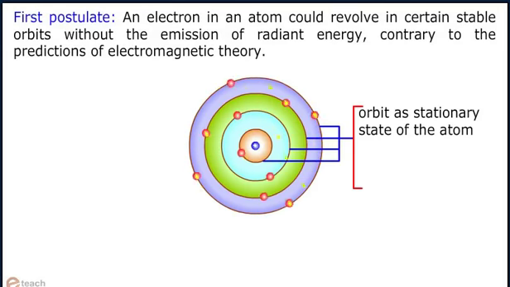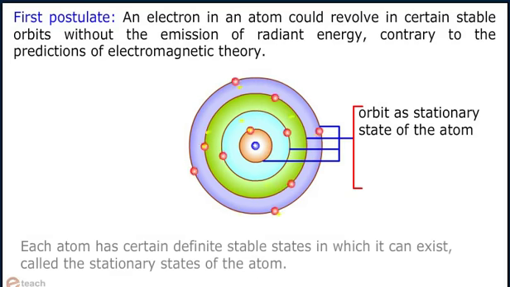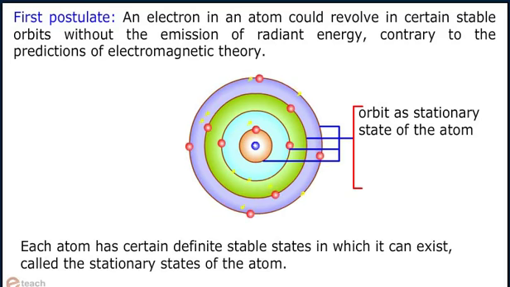These are: first postulate. An electron in an atom could revolve in certain stable orbits without the emission of radiant energy, contrary to the predictions of electromagnetic theory. Diagram shows that orbit as stationary state of the atom. Each atom has certain definite stable states in which it can exist, called the stationary states of the atom.